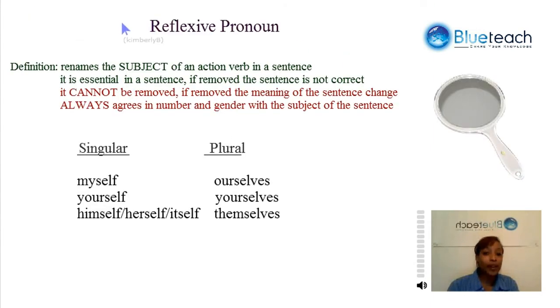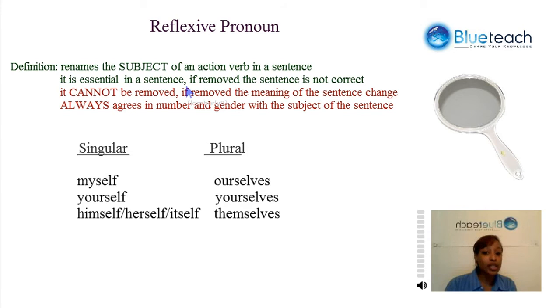A reflexive pronoun is just like what you see in its name. It reflects or gives a reflection on the noun or pronoun that it is describing in a sentence. It renames the subject of an action verb in a sentence. So if I run to the store, it's going to rename I in the sentence. She runs to the store. The reflexive pronoun is going to rename she.